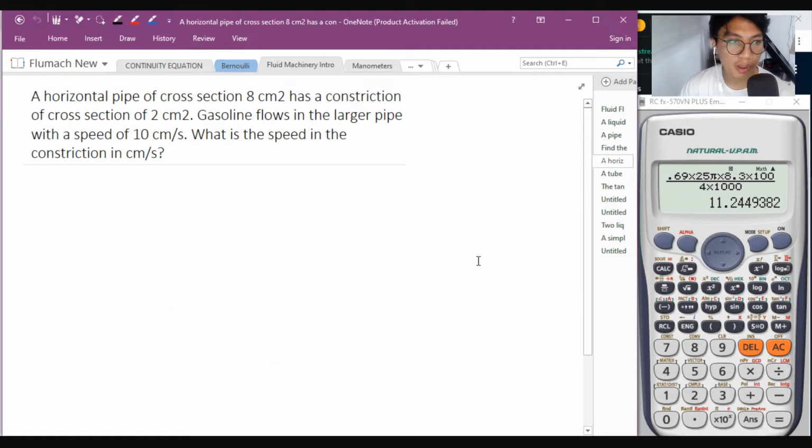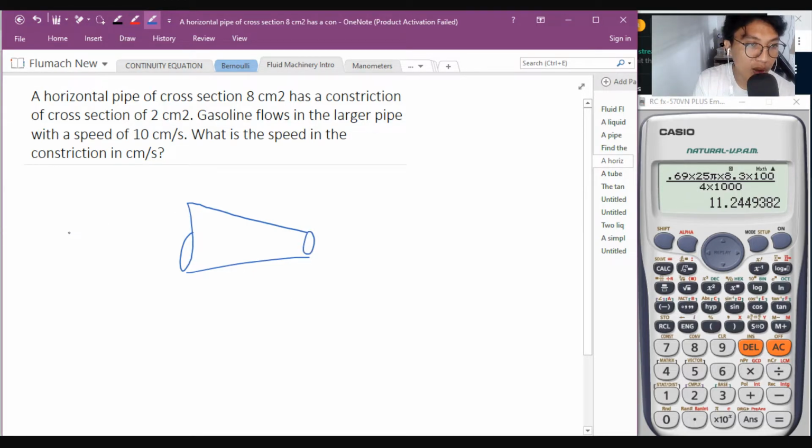Okay? Problem number 4. A horizontal pipe cross-section. Ay, binigyan ako ng cross-section dyan. Horizontal pipe, sabi dyan. May cross-section ka na. Okay. Ayan. Drawing natin yung pipe. Okay. 8 cm squared as a constriction of cross-section. Ibig sabihin, constrict. Yung constrict, sinakal mo. Diba? Sabi nila, constrict, sinakal. Ibig sabihin, pinaliit mo. Oh, pinaliit mo lang siya. Oh, kinonstrict mo eh. Okay.